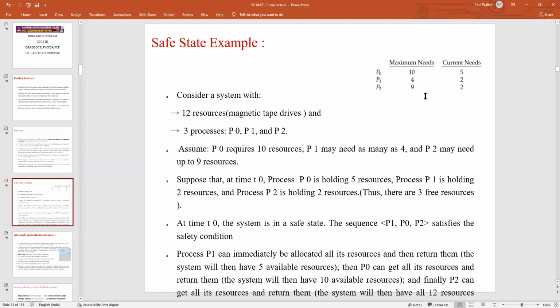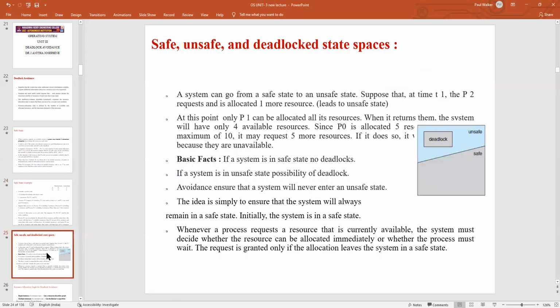Here, an example has been given. For example, P0, P1, and P2 have the maximum need of 10, 4, 9, and the current need is 5, 2, 2. For the process P0, it requires 10 resources. P1 needs another 5 resources. P2 is having 4 resources. P2 is having 9 resources, and P1 is having 4 resources. Like that, each will be holding such resources. It should satisfy the condition of the particular process and wait for the other processes to allocate the rest of the resources. So this condition is called a safe state.